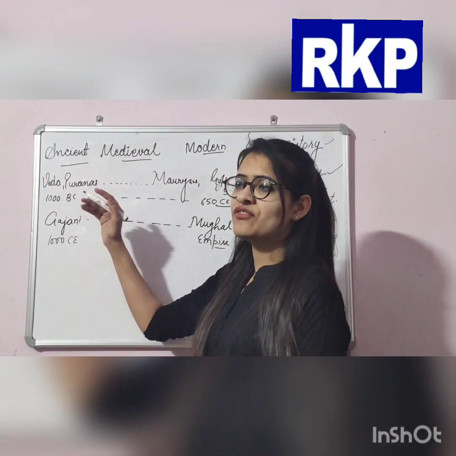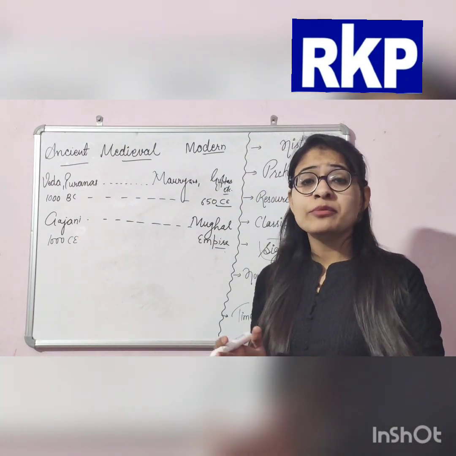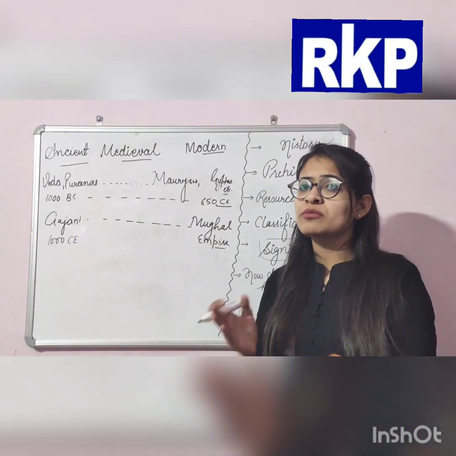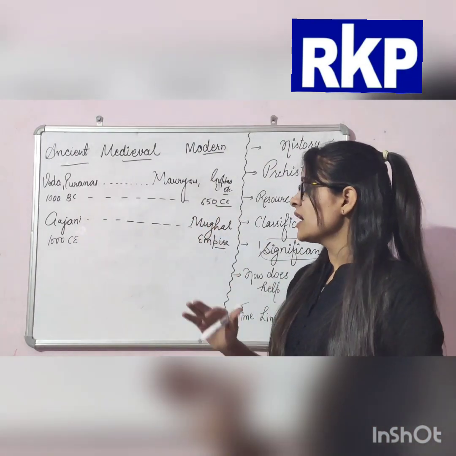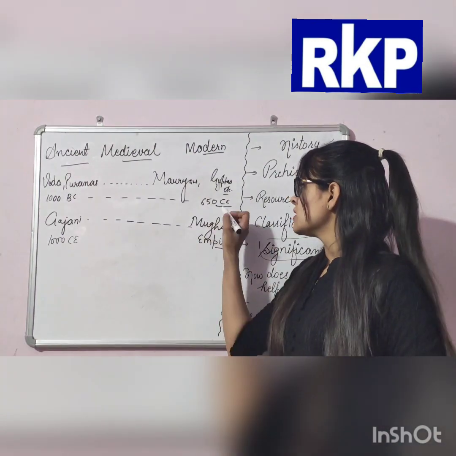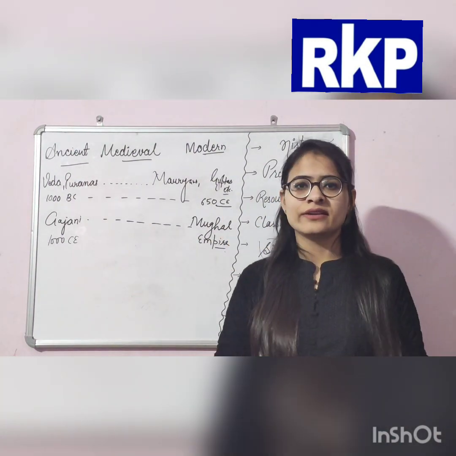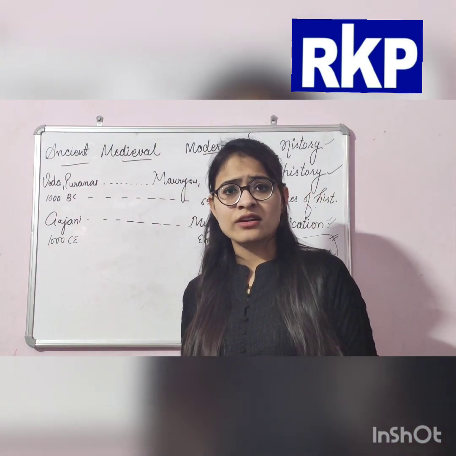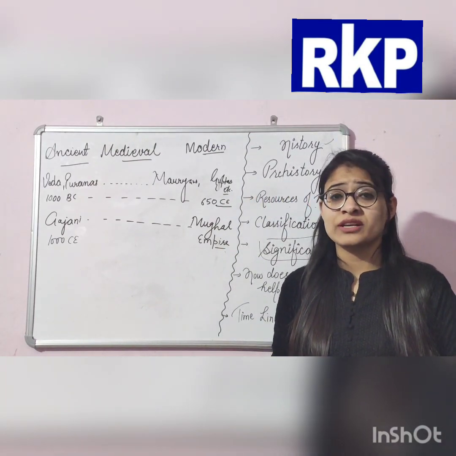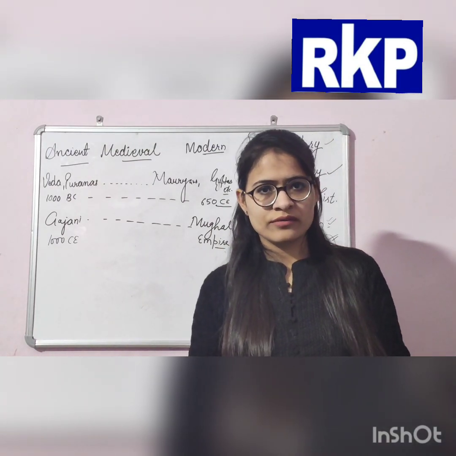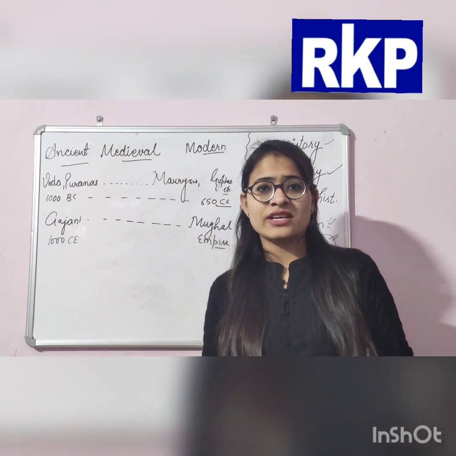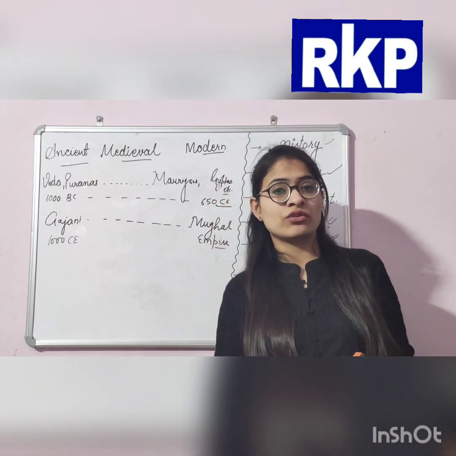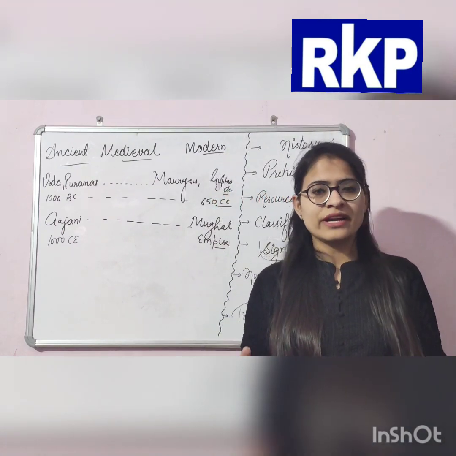If we are writing BC and BCE, it means we are talking about the time period which was before the birth of Jesus Christ. And what is CE and AD? AD means Anno Domini. Anno Domini in the Latin language means the year of the Lord. And Jesus Christ was the founder of Christianity, of that religion.